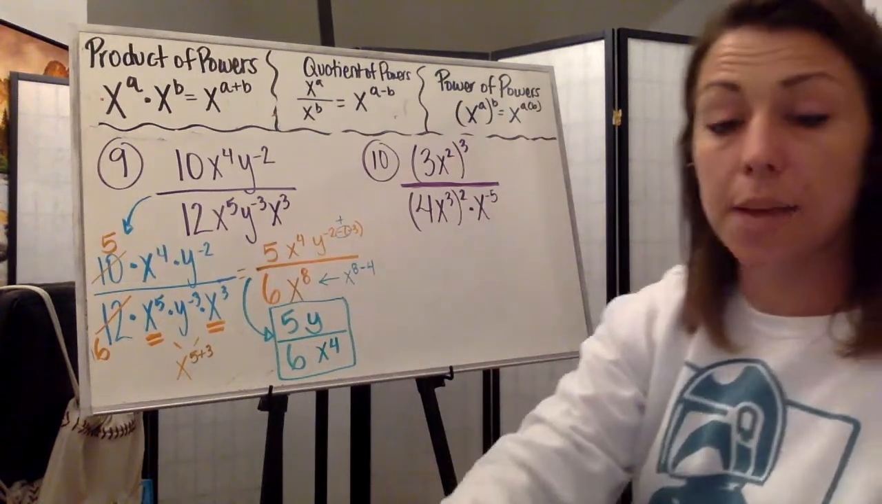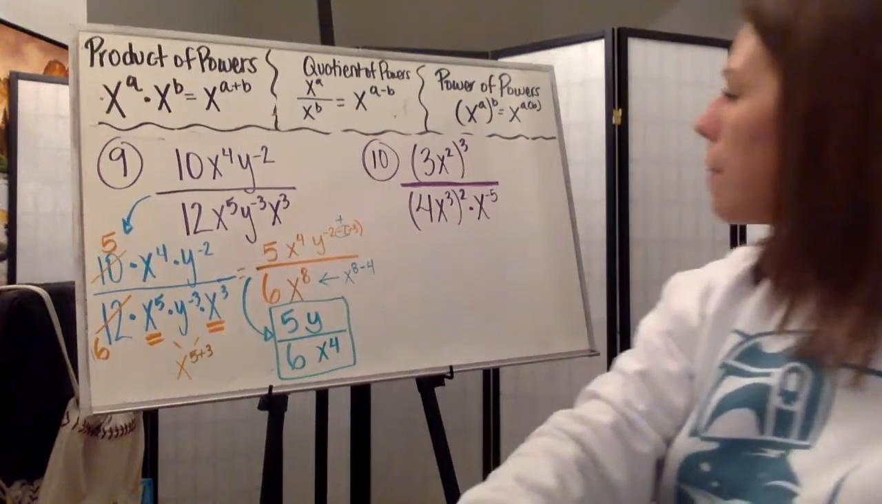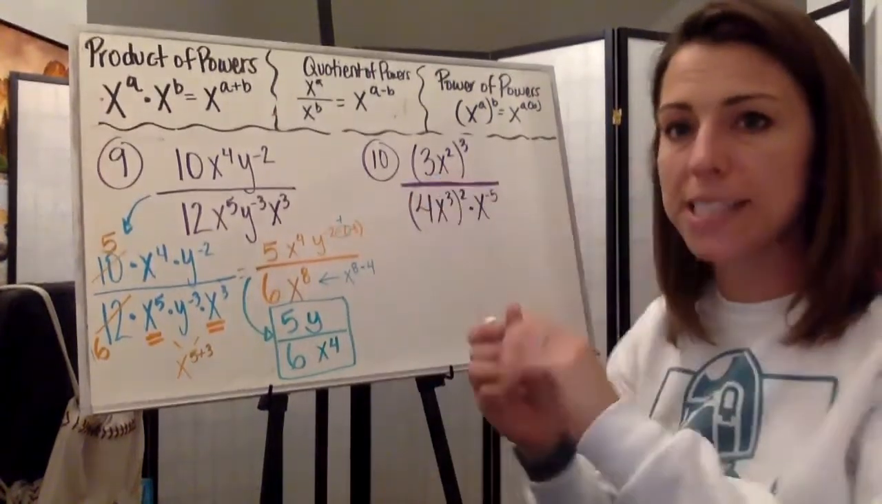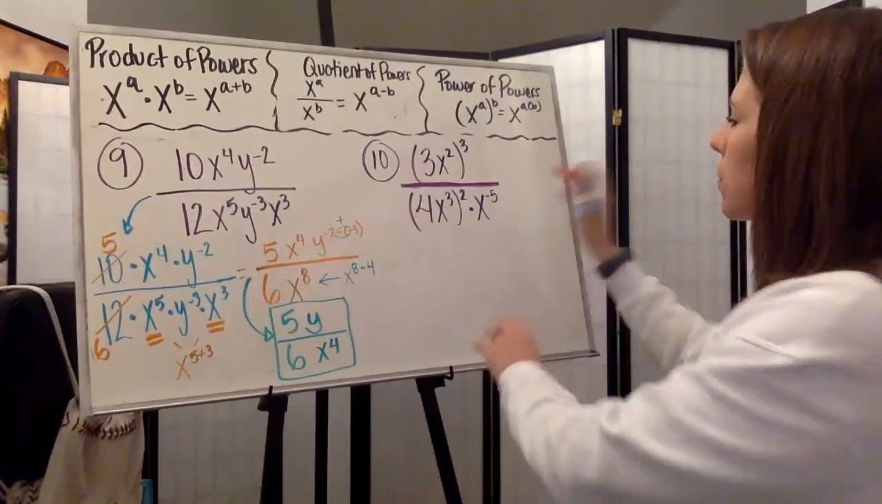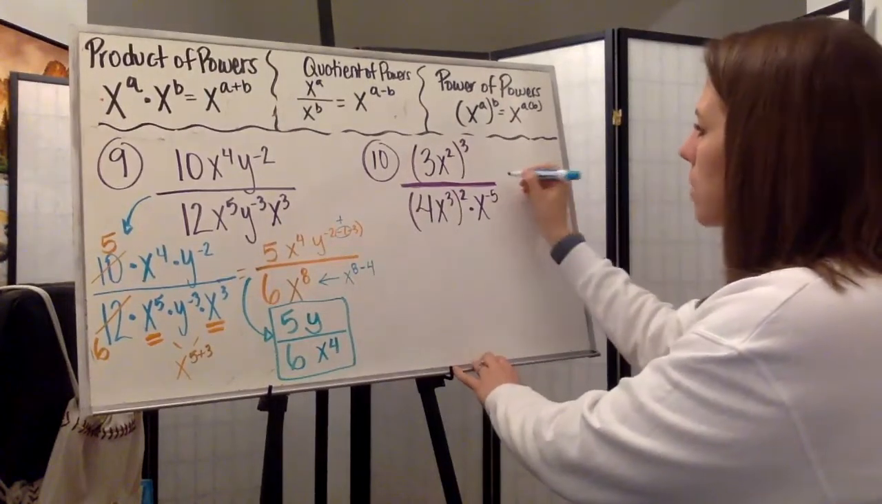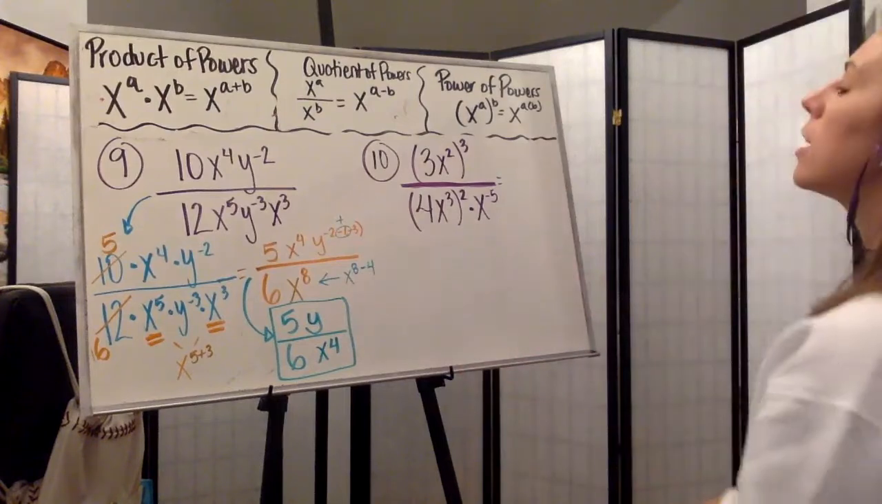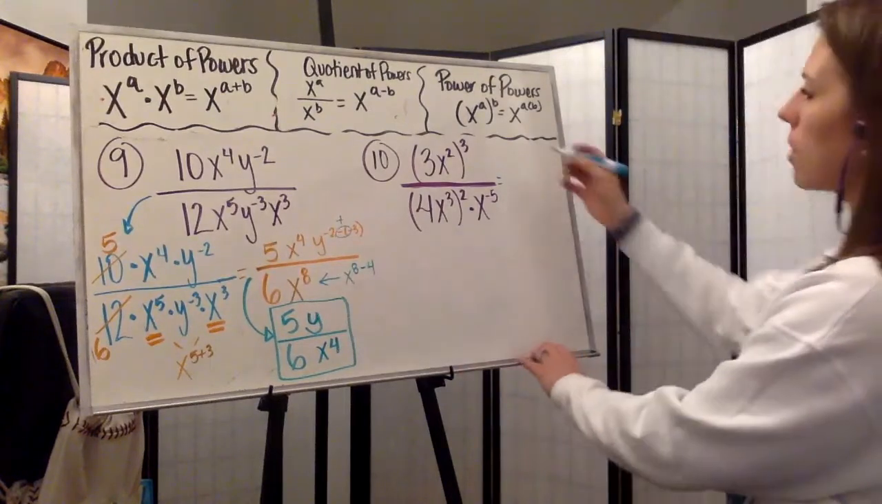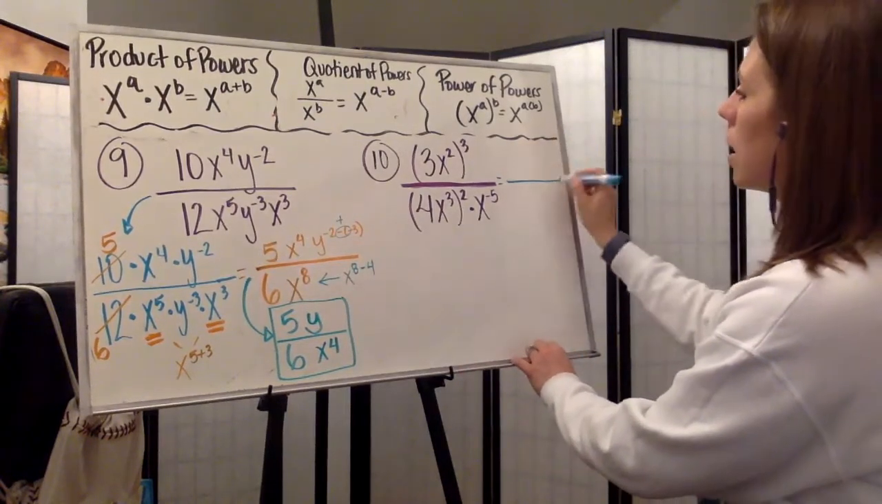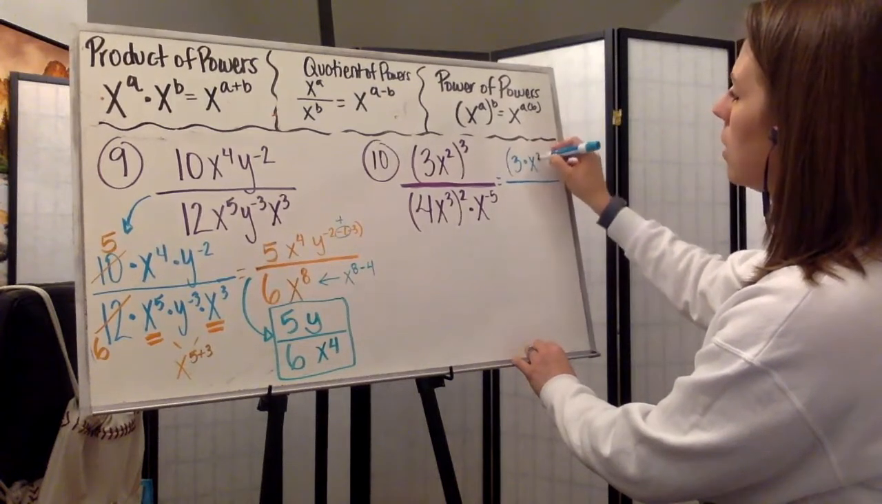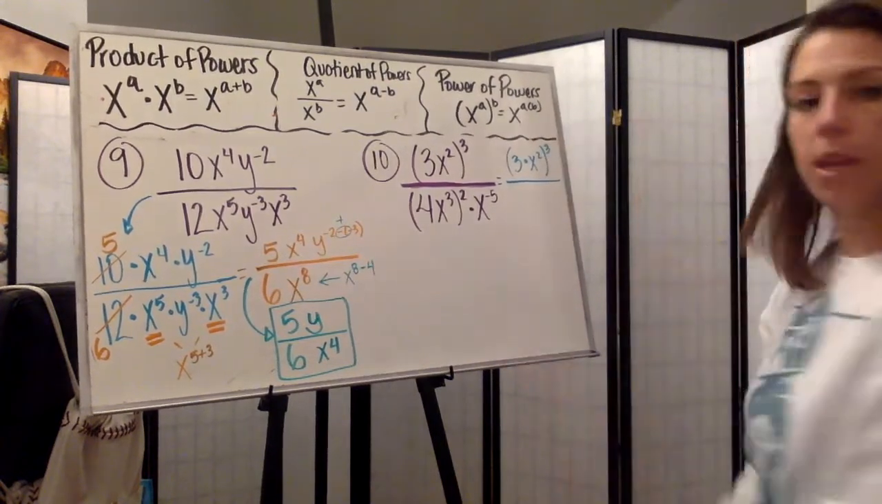All right, so let's take number 10. Number 10, step 1, separate the factors. Just put some space in there. Trust me, it'll make it better. For this one, I'm actually going to separate the factors up here to give myself more space down here to do the rest of the work. So that looks like this. In the numerator, I have 3 times x squared to the third power. Can we see that?